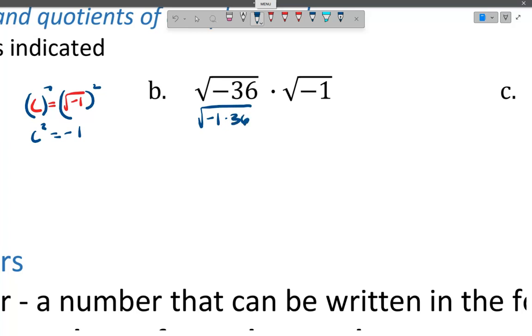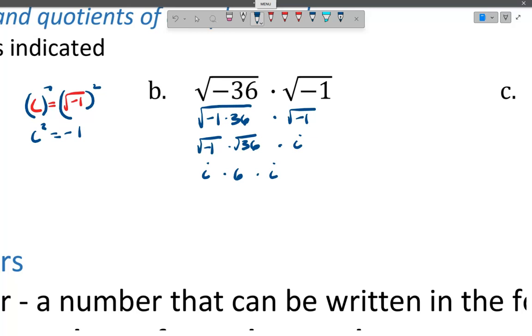Well, I can now write those as separate radicals. I have the square root of negative 1 times the square root of 36. Well, the square root of negative 1 is defined as i. The square root of 36, that's a perfect square, so I'll go ahead and take that square root. Well, that equals 6. I'm also multiplying over here by another square root of negative 1. Well, that also equals i. So I have i times 6 times i.